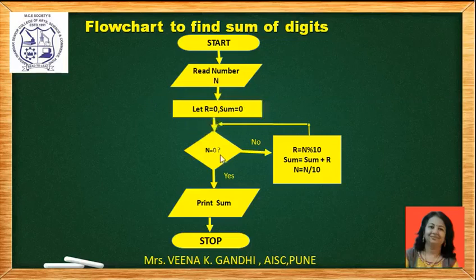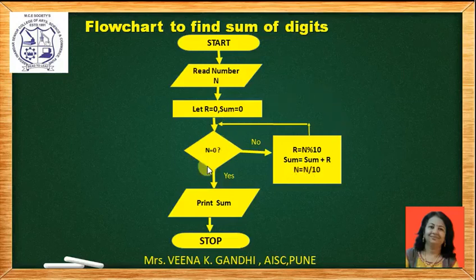Next symbol is to find sum of digits. We use the steps that we divide the number by 10, then add the remainder into some variable. Now we repeat this process until that number becomes 0. Now we check first n equal to 0. If no, then we find the remainder by n mod 10, then add that remainder into sum, then we divide that number again by 10 and store in n variable.